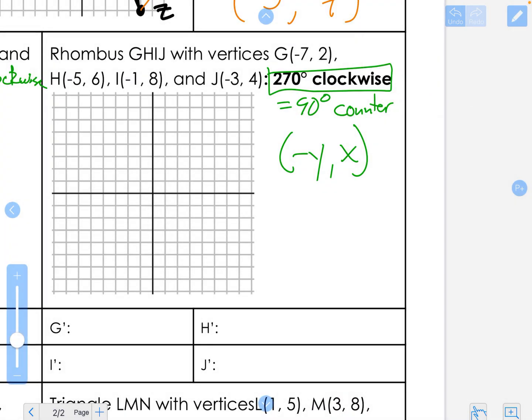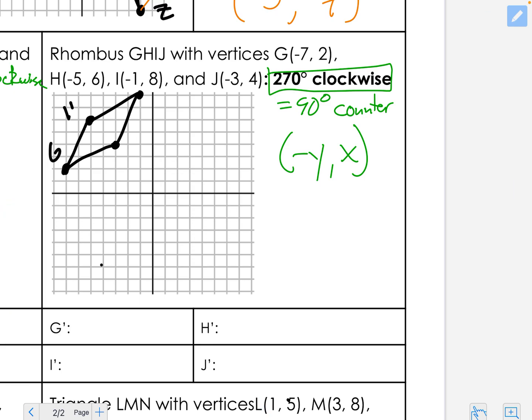All right, so now let's graph our rhombus. So if we connect these all together, that should be G, H, I, and J. And again, 270 clockwise is the same thing as a 90 counter. So we're going to flip the coordinates. So 2 is going to go first. It's going to become a negative 2, and then I keep the negative on the 7.